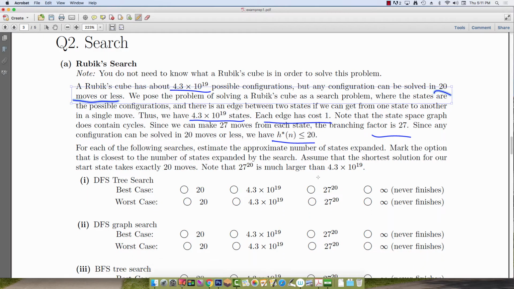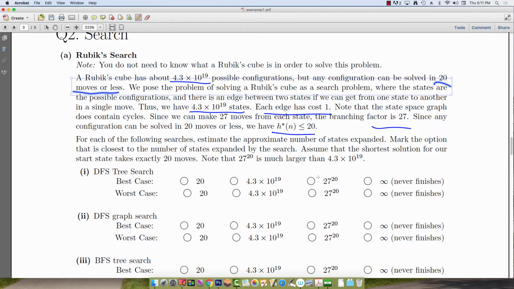So we're just going to go through this problem, and we're going to take a look at the best case and the worst case for each of these different kinds of search. And it's very important to note that 27 to the 20 is much larger than the actual number of states in the graph itself. So the number of configurations of Rubik's cubes is much less than 27 to the 20. And 27 to the 20 should be kind of like a familiar number to you. It definitely didn't come out of nowhere. And we're going to go ahead and see where this comes from and why it might be useful that this is much larger than that.